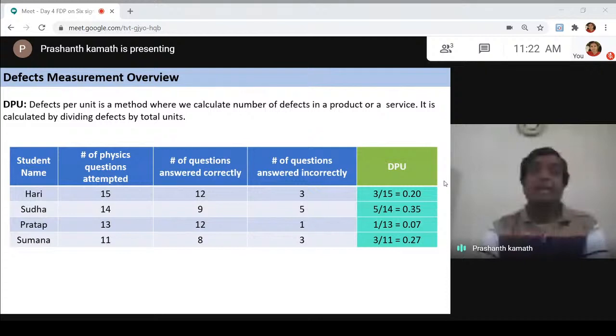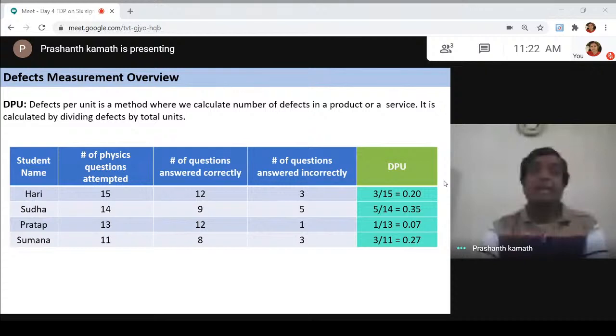So do you think if Pratap had attempted 2 more questions, what is the probability that he would have got all the 2 wrong, or all the 2 right, or 1 right and 1 wrong? We don't know that at this point in time, right? But if you or your college feels that we will always select the student to pursue something new or in addition based on their DPU score, then Pratap is the winner, right?